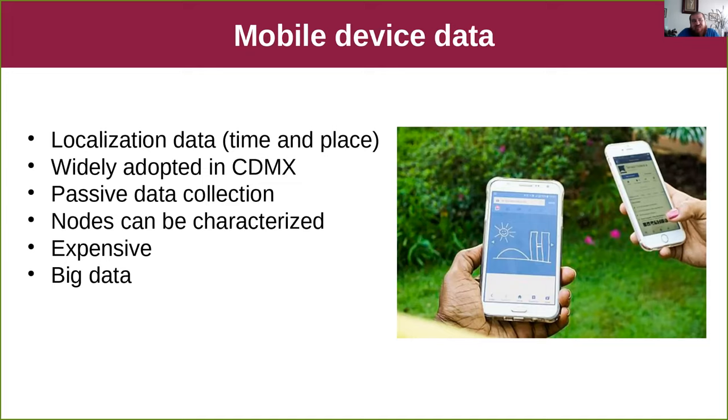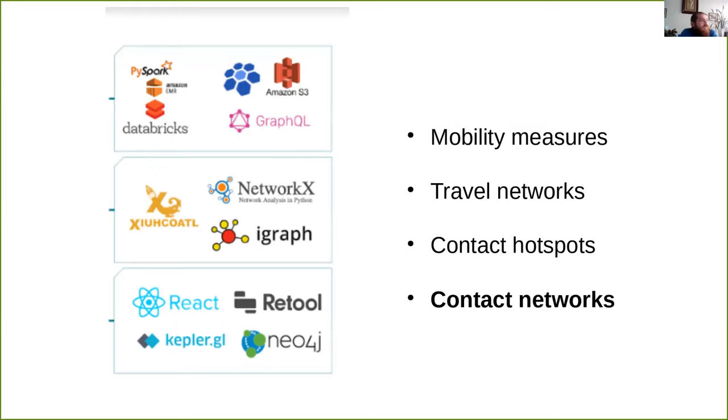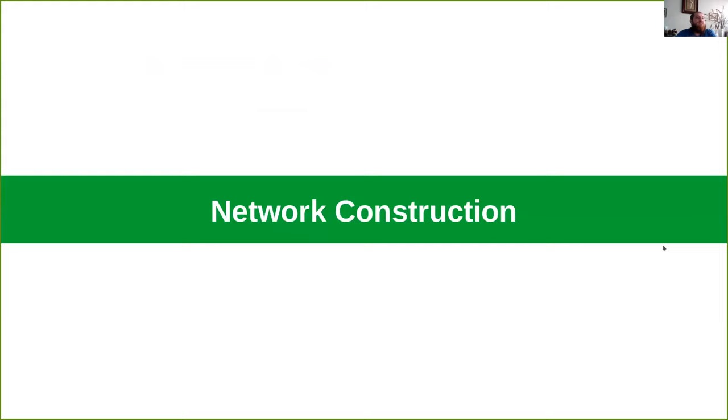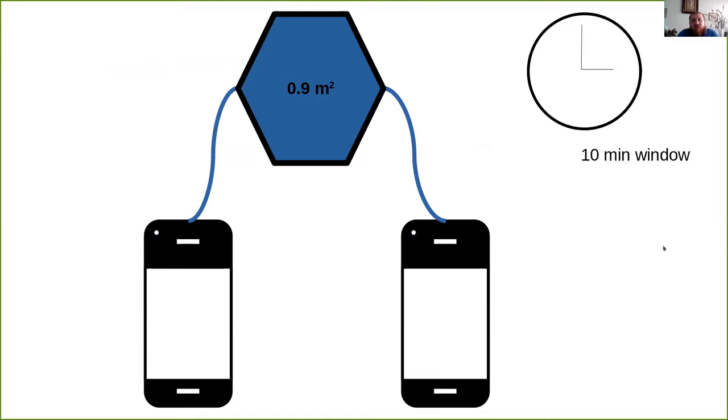The limitation is that these data sets are really expensive, tens of thousands of dollars, and they are very large, so you need a very dedicated infrastructure. One private provider was kind enough to lend us this data set for academic purposes and for the COVID-19 response efforts. The team at Cinvestav devised a pipeline that allows us to do very different analyses of these mobile device data, including calculating mobility measures, obtaining travel networks, and identifying contact hotspots. My main contribution has been the work with these contact networks. So how do we reconstruct them? As I said, we have the information of the position in time of the mobile devices.